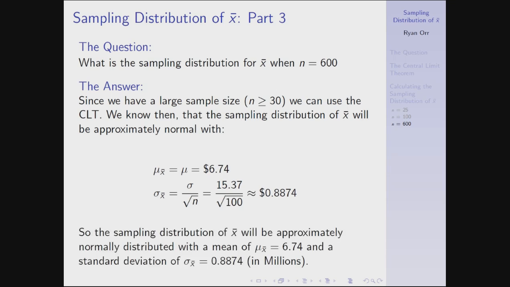Alright, so to wrap it up, our final answer here is that the sampling distribution of x bar will be approximately normally distributed with a mean of mu x bar equals $6.74 million and a standard deviation of 0.8874 million.